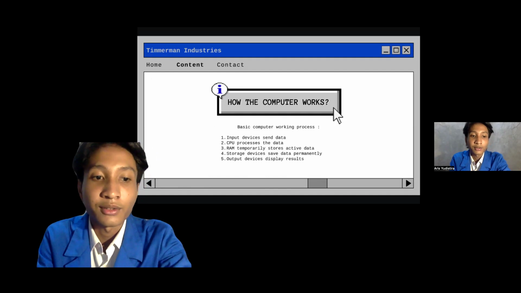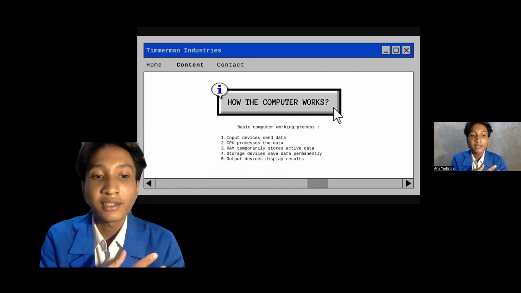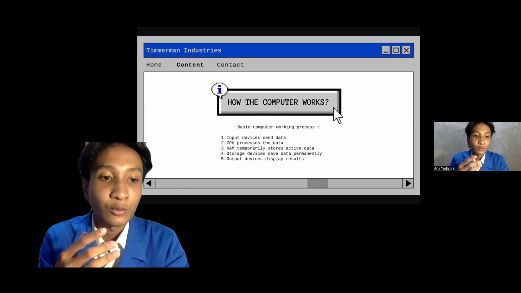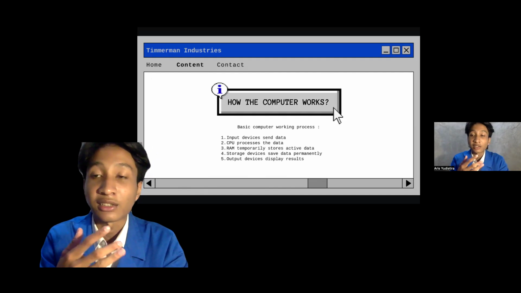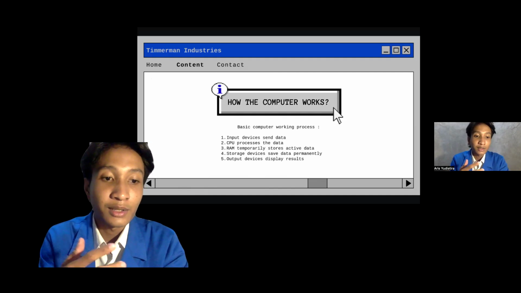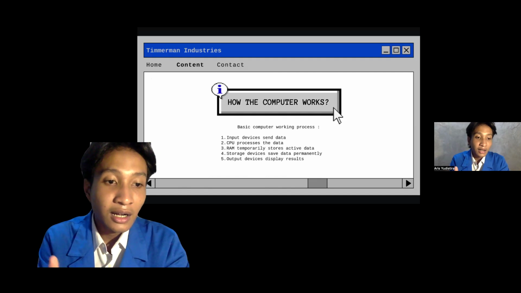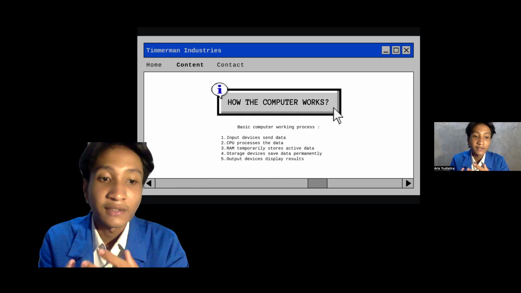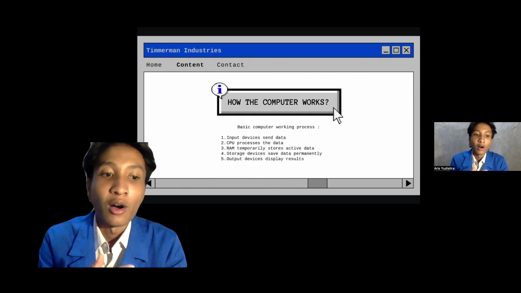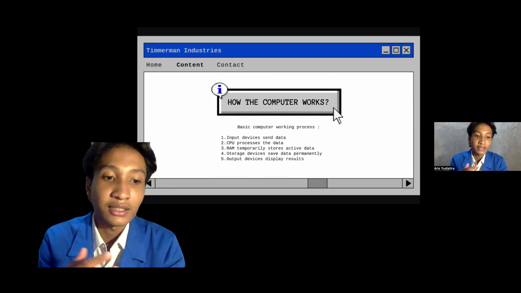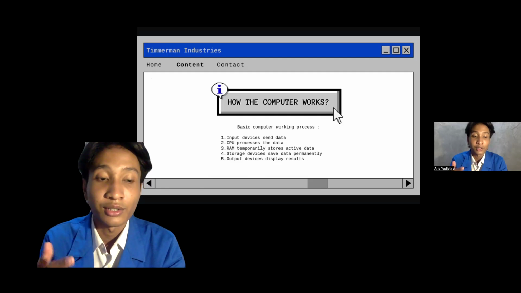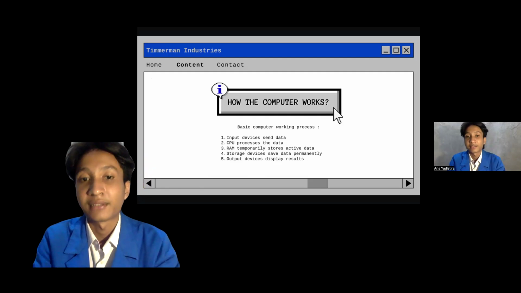So how does the computer work? The basic computer process starts when an input device sends data to the computer. Then the CPU processes the data. RAM temporarily stores active data, while the storage device saves it permanently. And finally, the output device displays the result to the user. So like that.